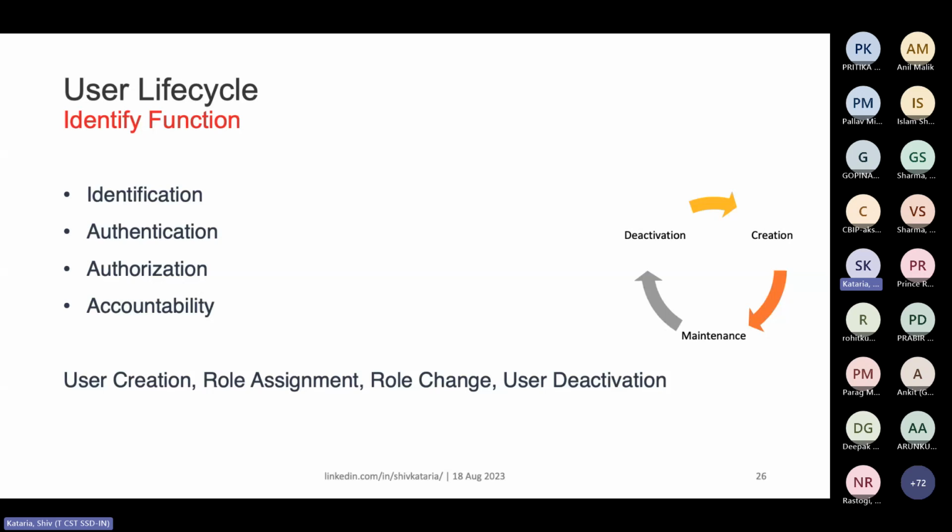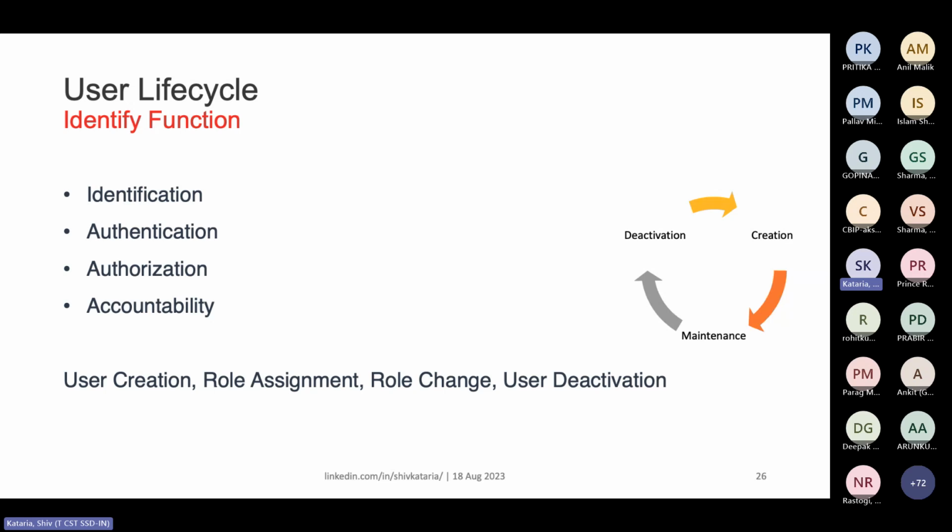And this includes identification of the user, authentication of the user, authorization of the user, and accountability of that particular user who is using the system. There are 4 distinctive things that are involved here. First, you'll create the user, then you assign some role to the user. Sometimes you need to change the role of the user. And finally, you do the deactivation of the user.